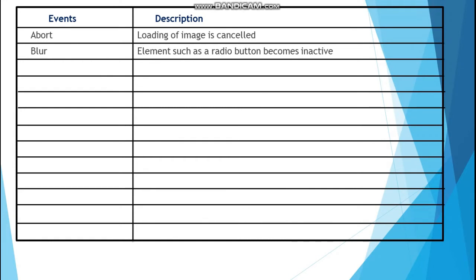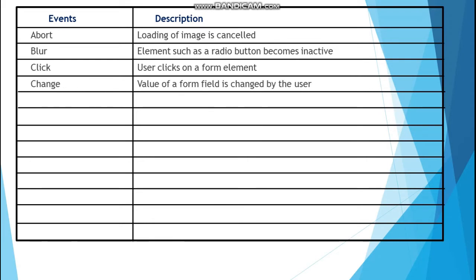And the next is the blur event. See, these are the names of events. Blur means elements such as a radio button become inactive. So when we move the cursor away from any particular object such as a radio button, then the blur event occurs for that radio button. Click, the user clicks on a form element. So for example, when you click on OK or any button, then the onclick event occurs for that particular object.